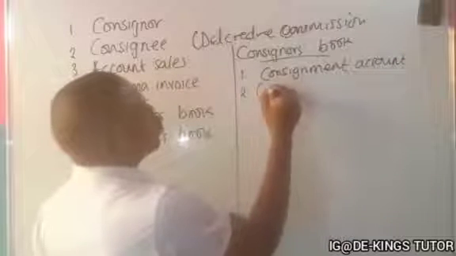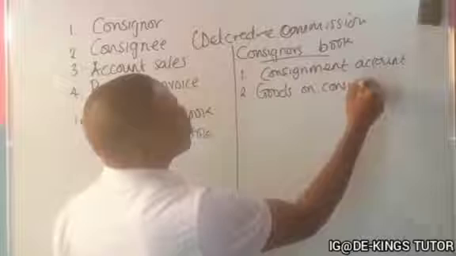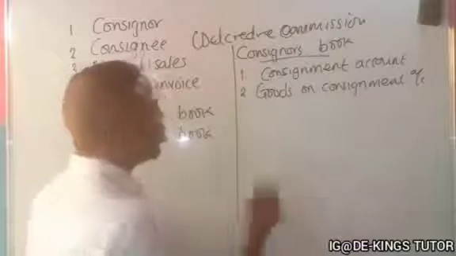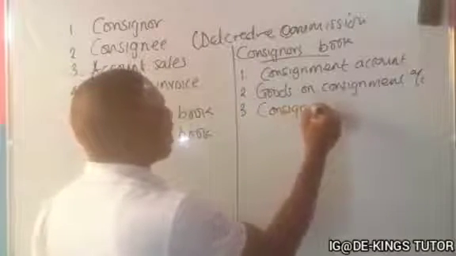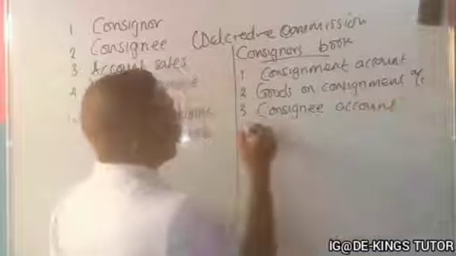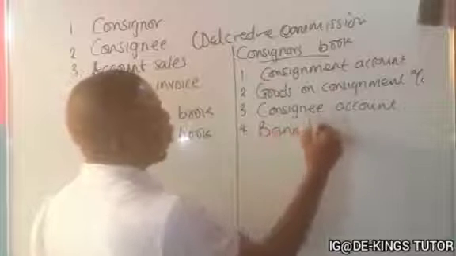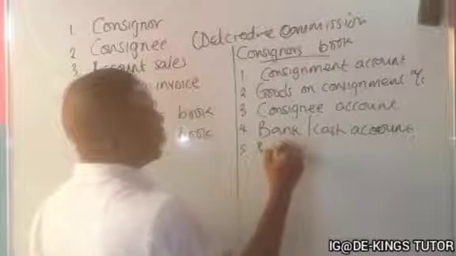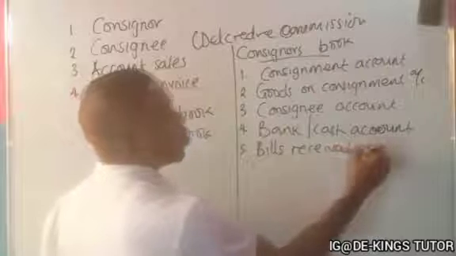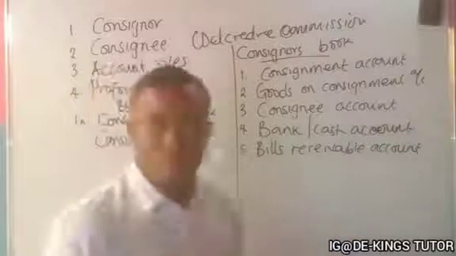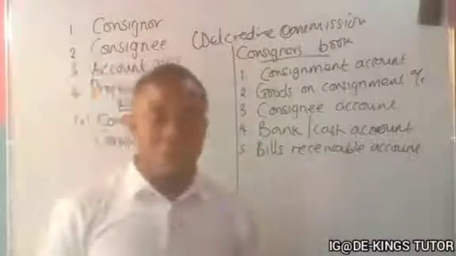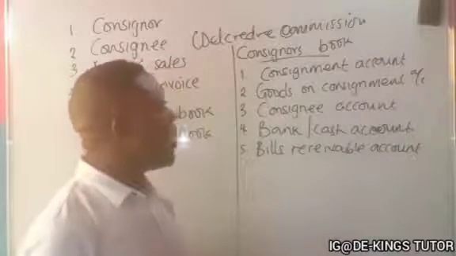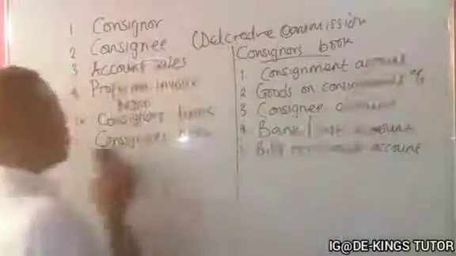Two is called the goods on consignment account, or goods on consignment outward account. Three is the consignee account. Four is the bank or the cash account. And five is the bills receivable account. These five accounts, you should take cognizance of them while you're preparing the consignor's book. That's the owner of the goods, his book. We're going to see them one after the other and how they relate to what we are doing.